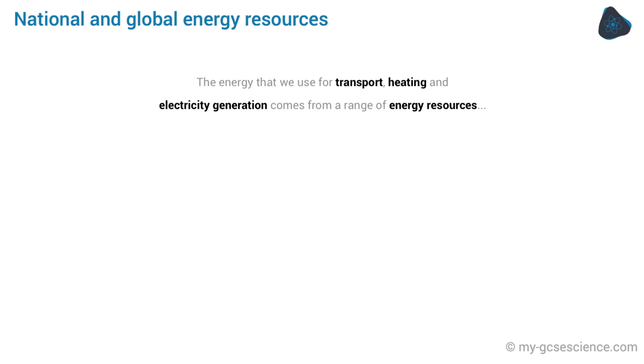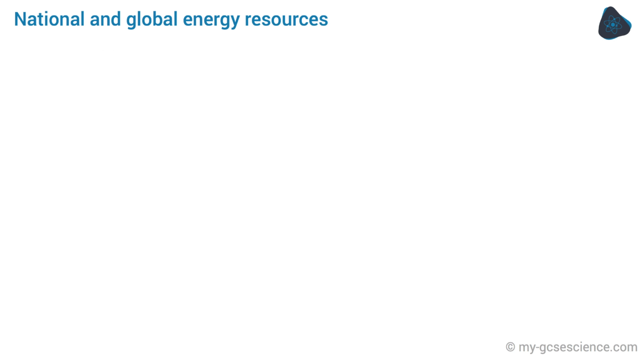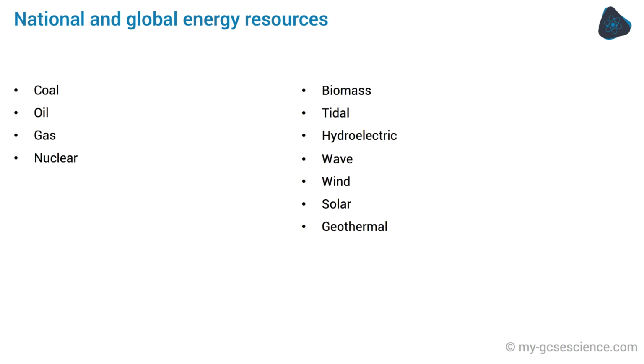The energy that we use for transport, heating and electricity generation comes from a range of energy resources. The main types of energy resources which are used in the UK and around the world are as shown here. These can be split into two main categories, non-renewable and renewable energy resources, and we'll look at these in turn throughout the rest of this video.